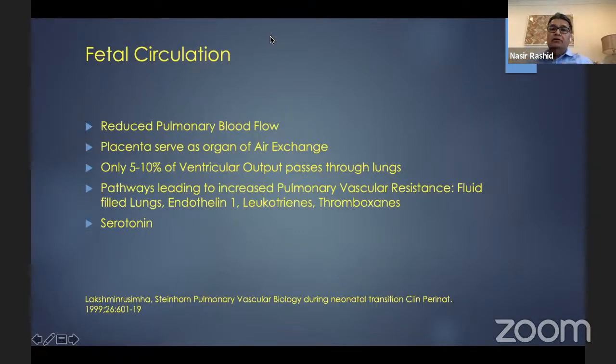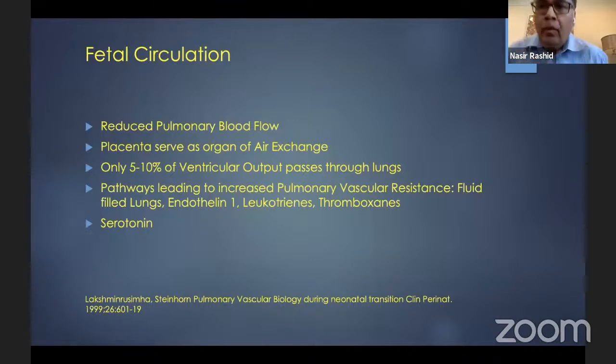So the fetal circulation, remember, this baby, we are going to discuss this as a case. This baby, while in utero, had reduced pulmonary blood flow because the lungs are not the organs of air exchange. Placenta is serving as the organ of air exchange, and only 5 to 10% of the ventricular output is passing through the lungs when the baby is in the uterus, okay?